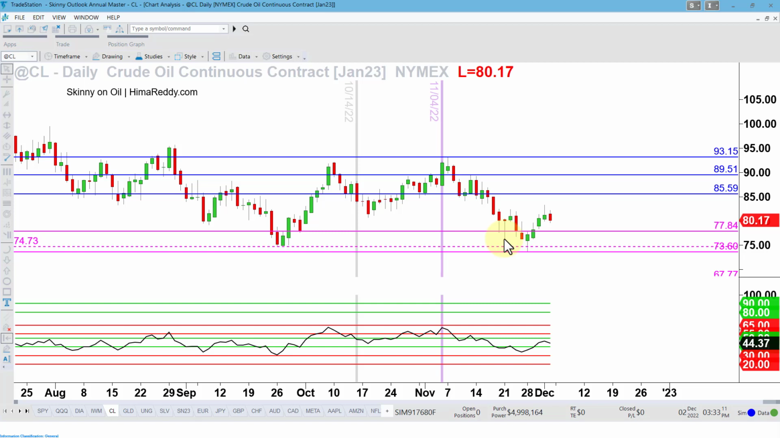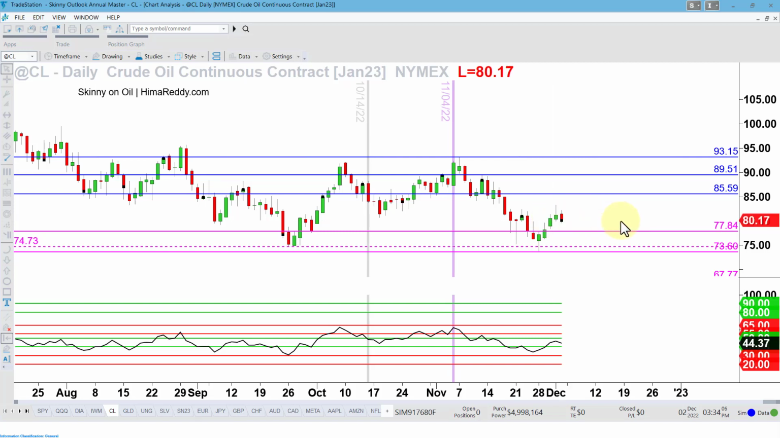The show's not over unless and until we start to see oil form first a bar low, a singular bar, or a potential price low. So that's a bar low, a lower bar low, and then a higher bar low that could give us that fuel to trade up to these higher levels: 85.59, 89.51, and 93.15, over a series of weeks, guys, not in a matter of days. It would take some time.